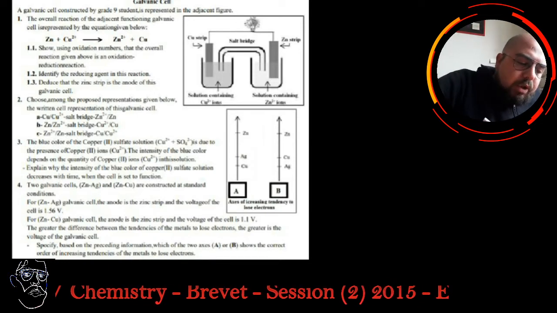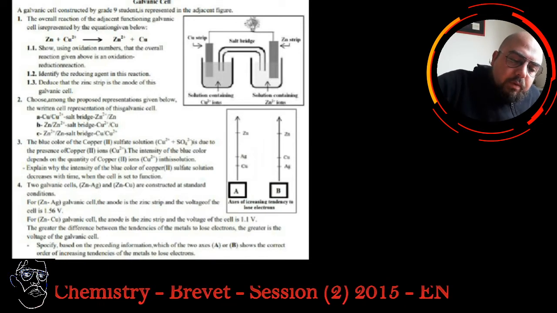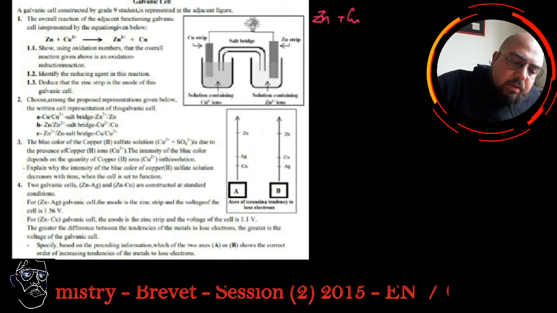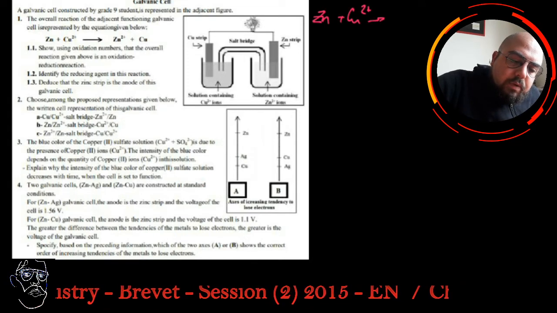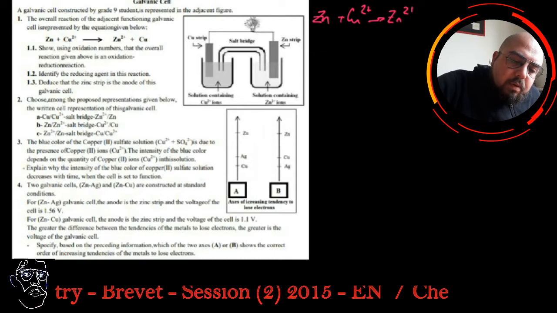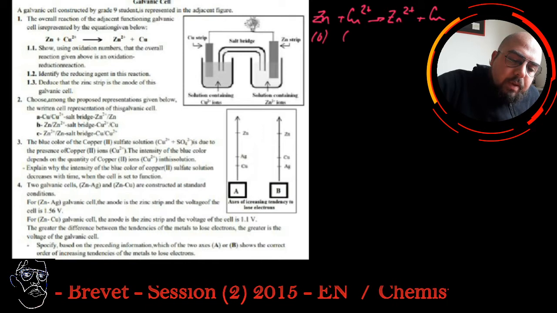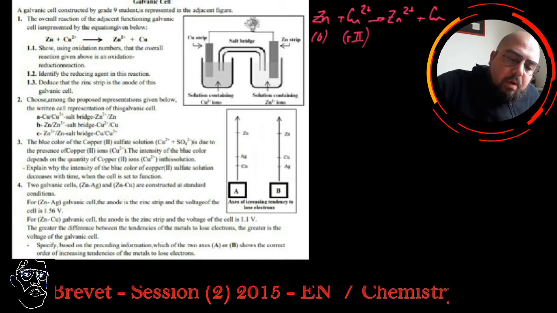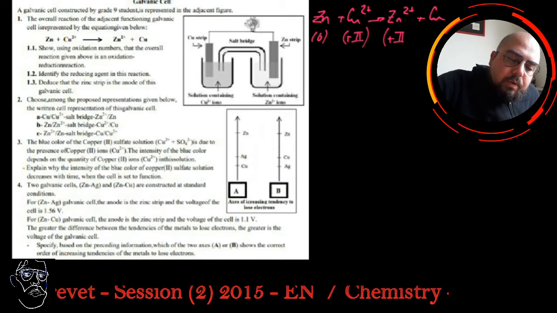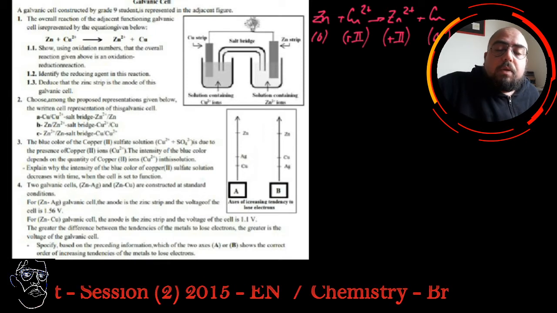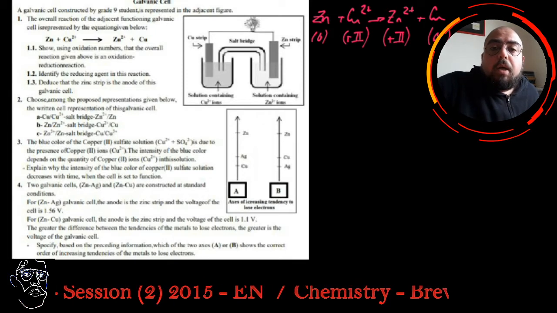So you need to check the oxidation numbers. The reaction is Zn plus Cu2+ gives Zn2+ plus Cu. So Zn is 0, Cu2+ is +2, Zn2+ again is +2, since the oxidation number is related to the charge, and Cu is 0 just like Zn because they are simple elements.